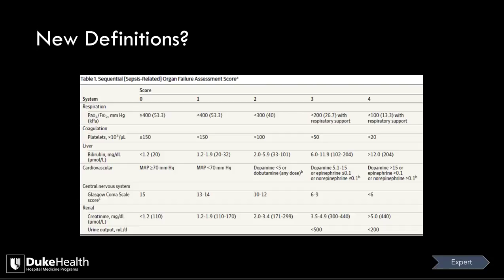But nevertheless, the 6 main characteristics of the SOFA score are a PaO2/FiO2 ratio, platelet count, liver function as noted by bilirubin, blood pressure, the Glasgow Coma Scale, and urine output versus creatinine.